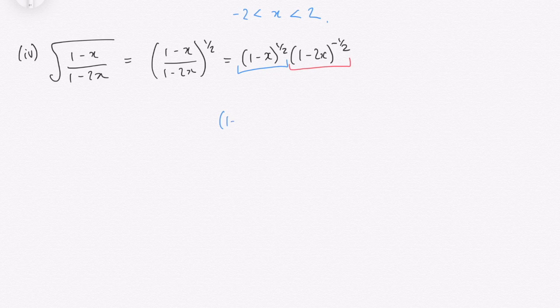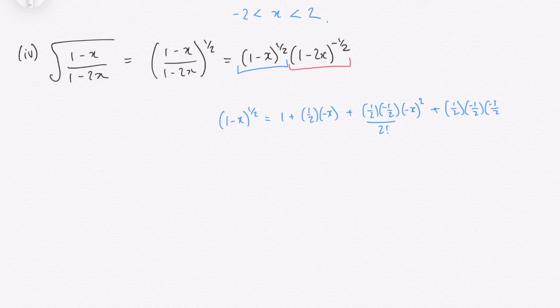So let's do these separately to start with. So (1 minus x) to the half is equal to 1 plus nx, so a half times minus x, plus a half times minus a half over 2 factorial lots of (minus x) squared, plus a half times minus a half times minus 3 over 2 over 3 factorial lots of (minus x) cubed. If we simplify this, we get 1 minus x over 2 minus x squared over 8 minus x cubed over 16.